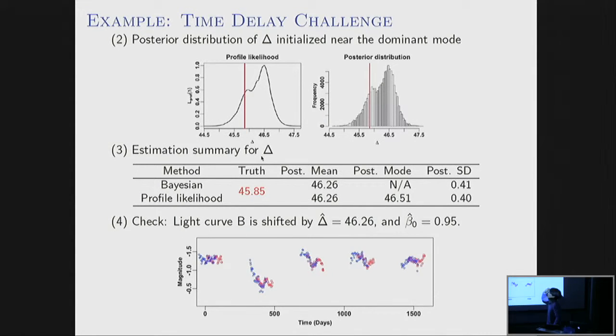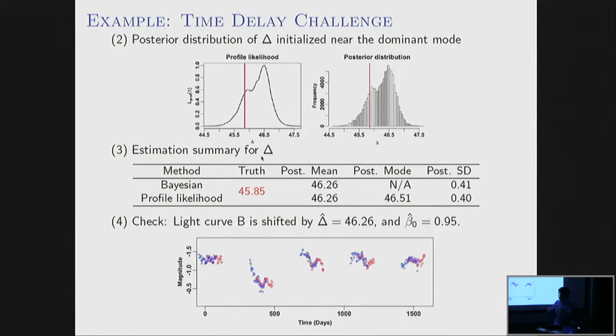So I magnify the mode. This is a profile likelihood, and this is posterior samples of the time delay. And the vertical red line represents the true time delay. And this numerical summary shows that we are catching the truth within one posterior standard deviation.